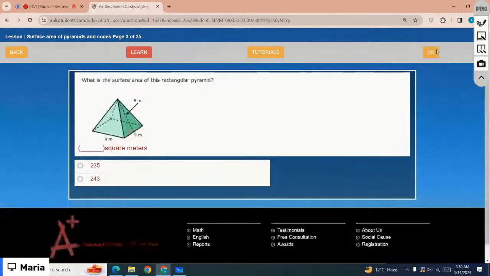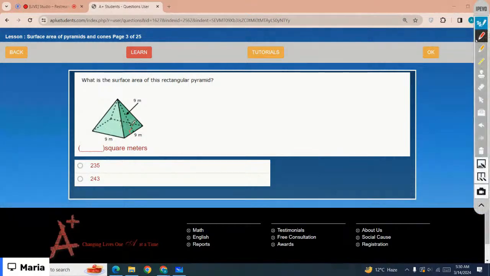What is the surface area of the rectangular pyramid? It is a rectangular pyramid, that means its base is a rectangle, right? So you have four triangles and a base, total five faces. Just calculate the area of each face, right? So calculate the area of the triangular faces. The height is 9 and the base is 9, right? So the area of each triangular face is half times base times height, that is 81 over 2, that is 40.5, right?